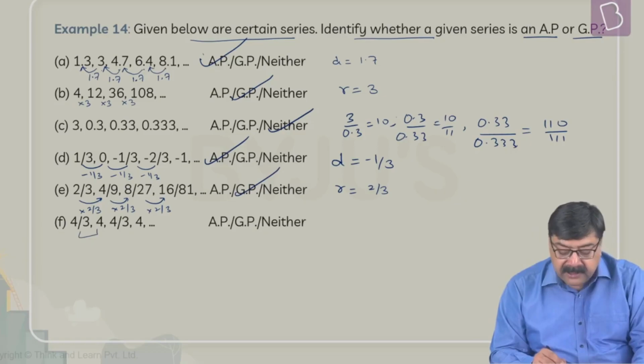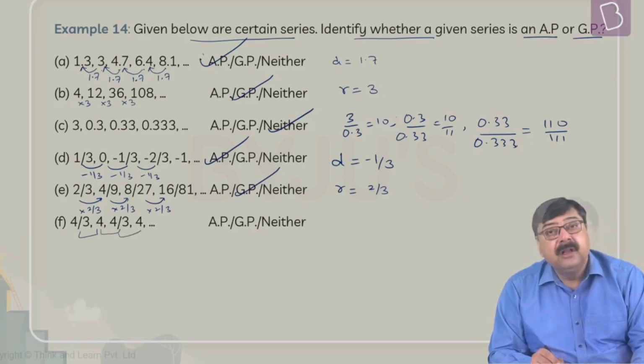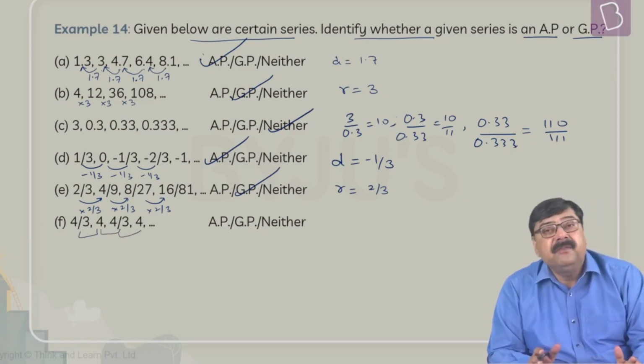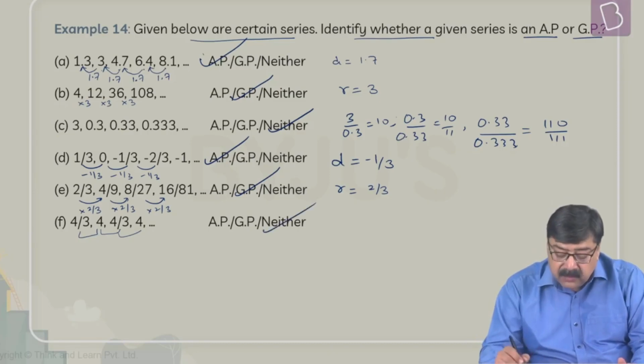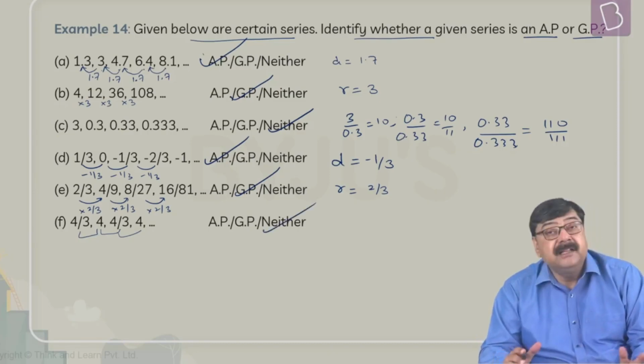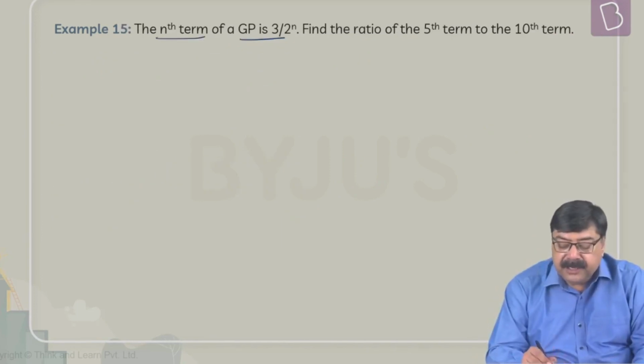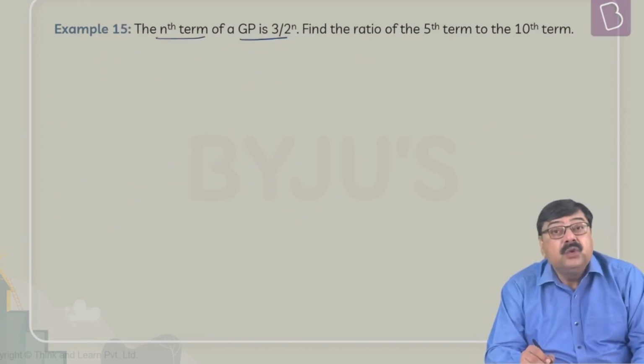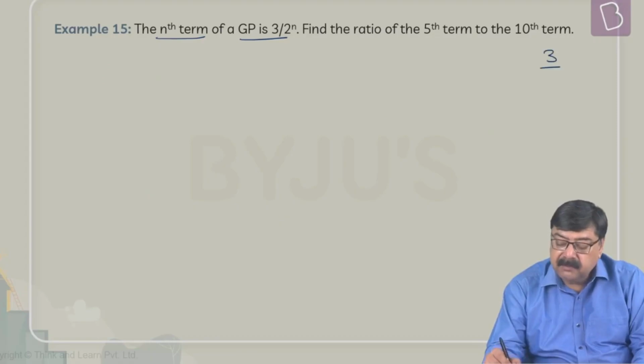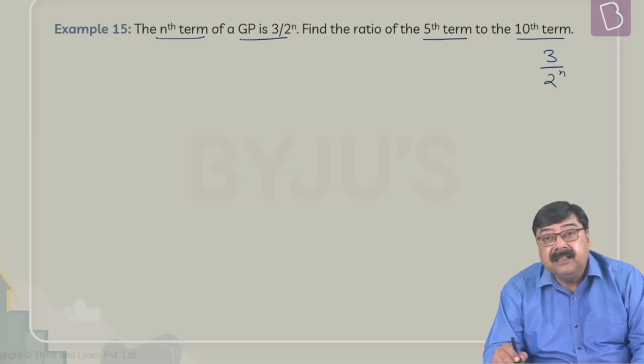4 by 3, then 4, then 4 by 3, then 4. At alternate places, 4 by 3 and 4 are written. So anyhow, for sure, this is neither an AP nor a GP. All right, the nth term of a GP is 3 by 2 raised to n. So this is 3 by 2 raised to n. Now find the ratio of the fifth term to the 10th term.